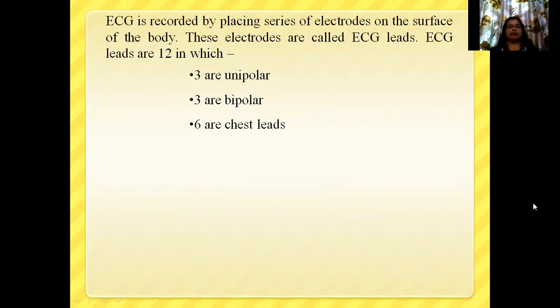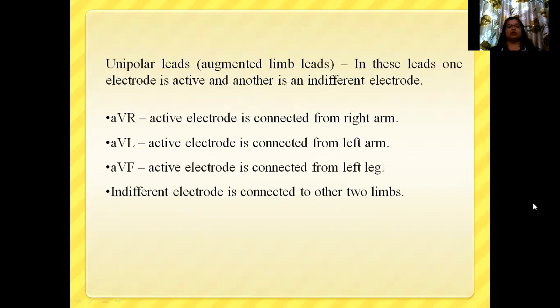ECG is recorded by placing a series of electrodes on the surface of the body. These electrodes are called ECG leads. ECG leads are 12, in which 3 are unipolar, 3 are bipolar, and 6 are chest leads. Unipolar leads are also called augmented limb leads. In these leads, one electrode is active and another is indifferent electrode. There are 3 types of unipolar leads.